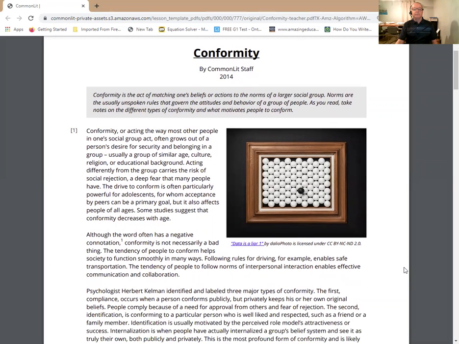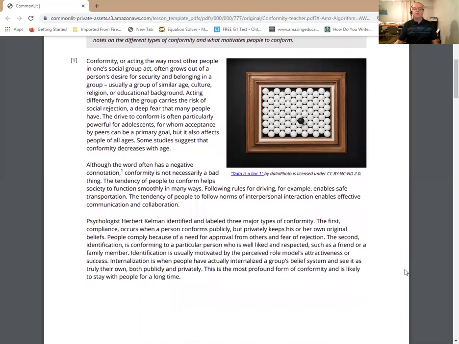Although the word often has a negative connotation, conformity is not necessarily a bad thing. The tendency of people to conform helps society to function smoothly in many ways. Following rules for driving, for example, enables safe transportation. The tendency of people to follow norms of interpersonal interaction enables effective communication and collaboration.